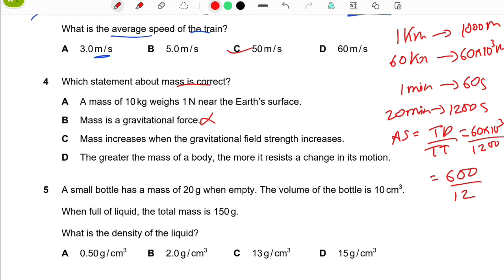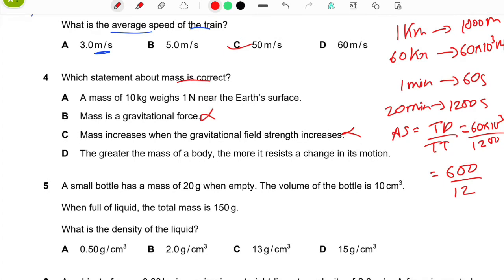or any other factor. So if your mass is, for example, 100 on Earth, it will be the same on the Moon, Jupiter and all other planets in the galaxy. Mass increases when the gravitational field increases? Again, this is wrong. I told you mass is not dependent on anything, it is independent. The greater the mass of the body, the more it resists a change in its motion.